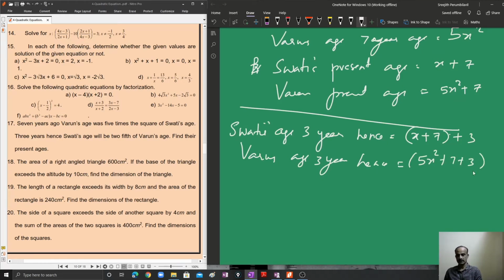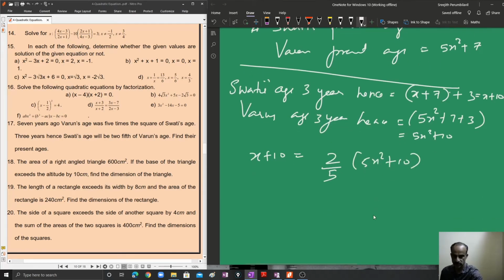This is their age 3 years hence. So we can rearrange it. This can be rewritten as x plus 10 and this can be written as 5x square plus 10. What is given there? 3 years hence, Swadi's age, this x plus 10, will be 2/5 of Varun's age, 5x square plus 10.